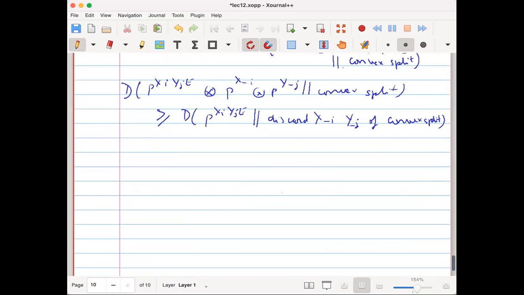But let us understand what discarding x minus I and y minus j of convex split looks like. Okay. So convex split state had these terms like, so there was this term P xi yj E times P x minus I.